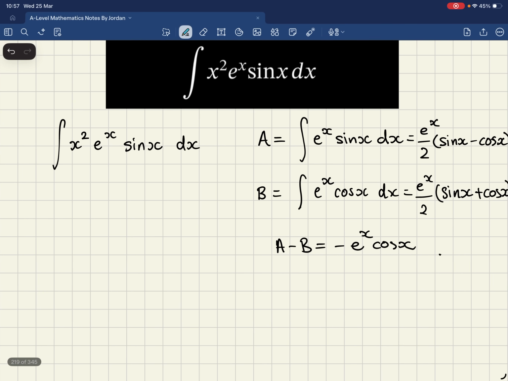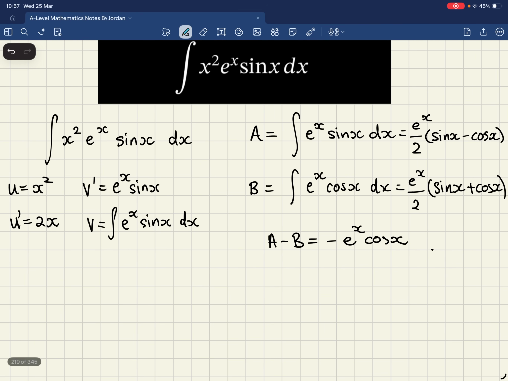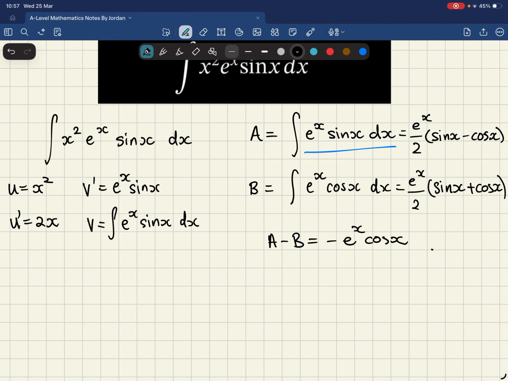Okay, so back to the main integral. Here I'm going to set u to be x squared, which would mean u dash will be 2x, and v dash would be the rest, so that's e to the x sine x. Therefore v would be the integral of e to the x sine x, which we have as A. Okay, so I can just quote the result for that.